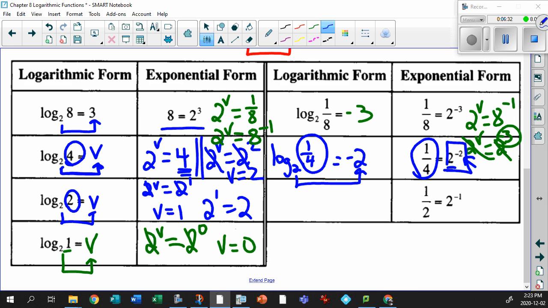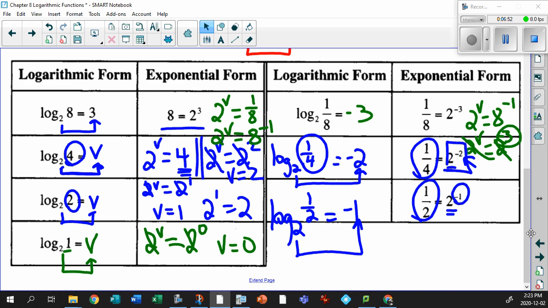Same thing goes with this. There's our base. Log base 2, right? Think about it. It has to equal that exponent. So 2 to that exponent of negative 1, there's the argument. 1/2. Isn't that neat how that works?